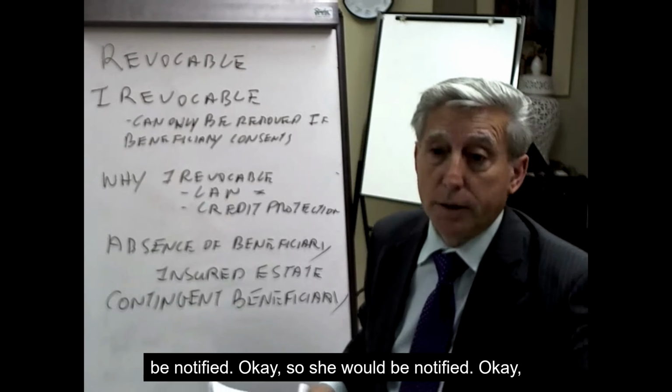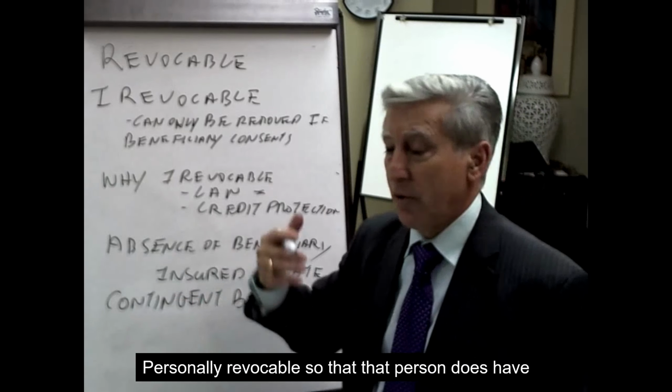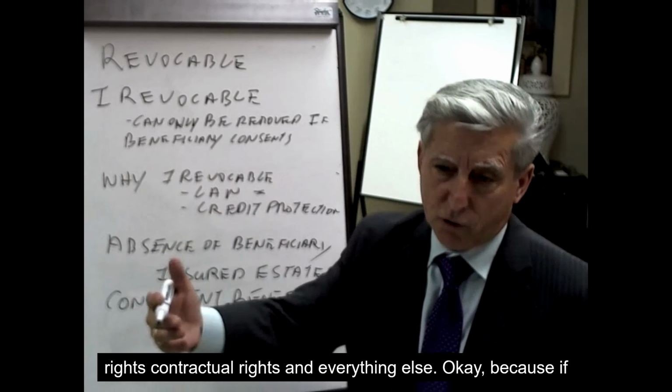Obviously, you're not going to give me consent, but what I'm saying is that it could be a situation where, by operation of law, you have to name that person irrevocable so that that person does have contractual rights and everything else, okay? Because if you name them just as revocable, I can simply say, forget it, I'm going to change beneficiaries, or I'm going to cancel the contract, and you would have no rights at all. So the law itself will probably dictate that you must do that, okay? The second thing is, of course, creditor protection. If you remember, I said to you that the only people that have creditor protection in terms of the life insurance proceeds are the preferred beneficiaries.